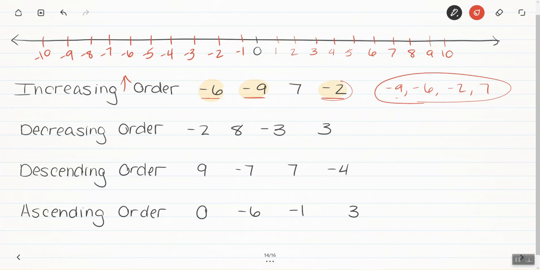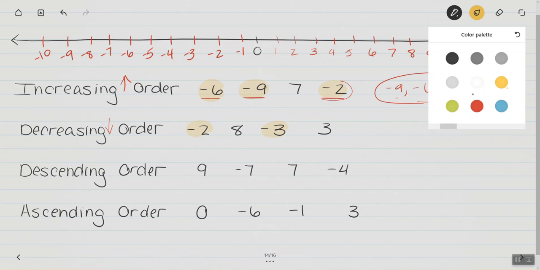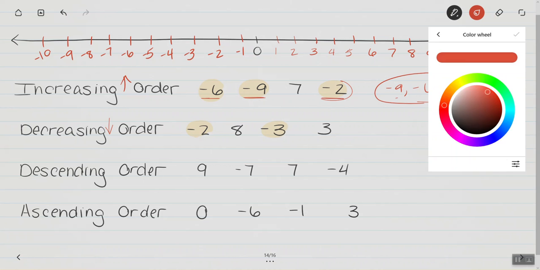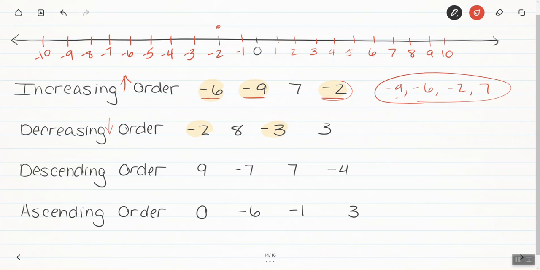And I'm going to do the next one. So decreasing goes down. And I'm going to highlight my negatives. And let's put them up on the number line. So I have a negative 2, positive 8, a negative 3, and a positive 3. Now decreasing or descending goes down. So I'm going to read my numbers going the opposite direction. So I have to start at 8, and then if I read across, it'd be 3, and then negative 2, and negative 3. So I just read straight across this number line to get the order of the numbers.